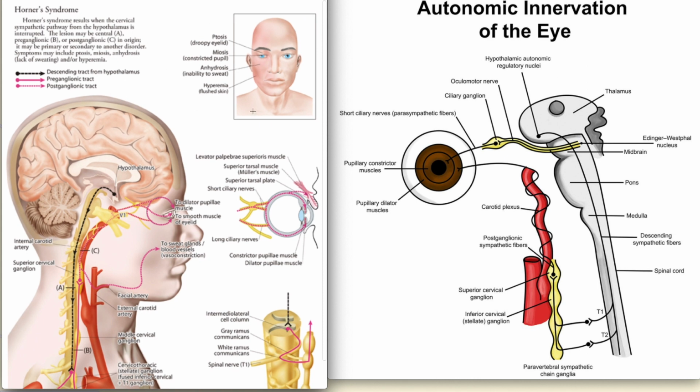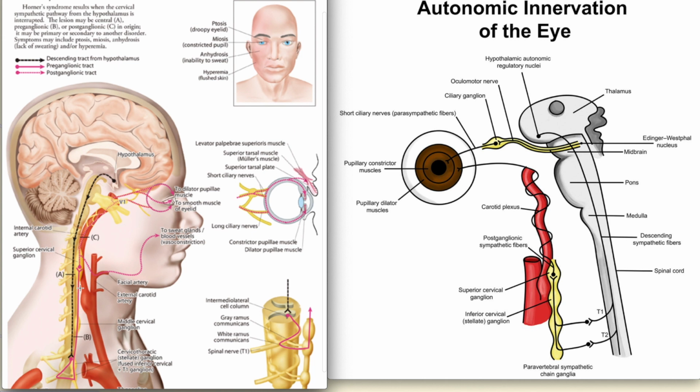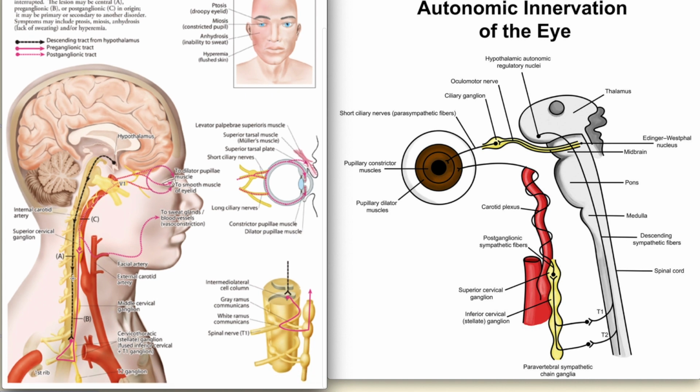Now, moving on, Horner syndrome can actually be caused by any type of lesion around the central area or around the hypothalamus. It could also be caused by a preganglionic or a postganglionic injury. The ones we are talking about today have a connection to the preganglionic tract. We could see here the black arrow is the descending tract coming down from the hypothalamus, the pink arrow here would be the preganglionic tract, and the dotted line would be the postganglionic tract.